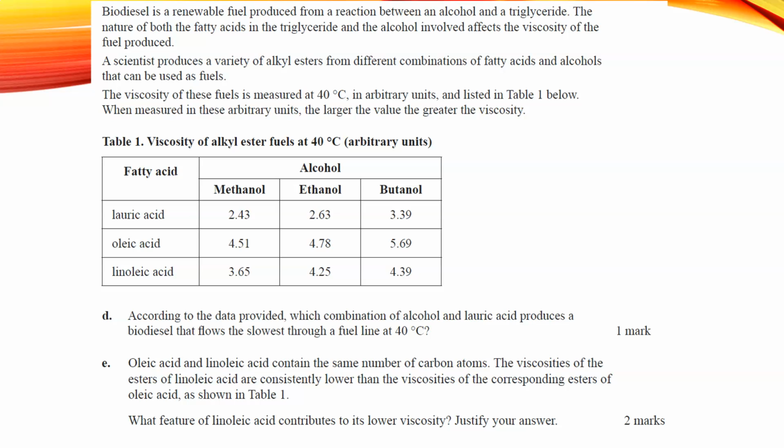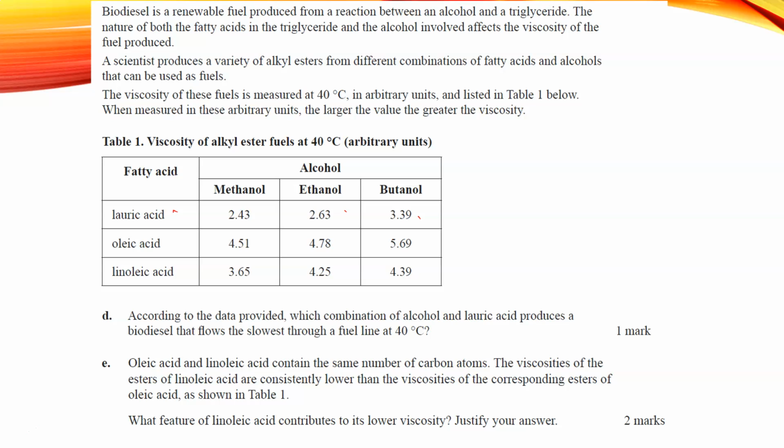So we've got the 3 types of biodiesels. We've got methanol with lauric acid, ethanol with lauric acid, and butanol with lauric acid. When you see a table like this, do take the time to understand what's in the table. Don't just gloss over it. So part D says, according to the data provided, which combination of alcohol and lauric acid produces a biodiesel that flows the slowest through a fuel line?